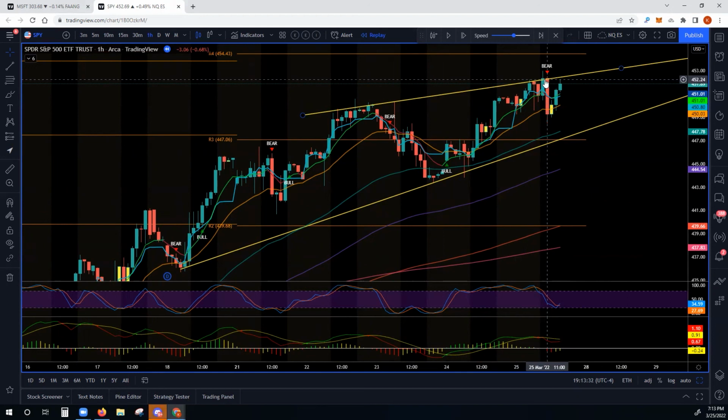Here we got 35% on SPX puts, which we just took one, managing risk and position size, and that was about a $700 profit.